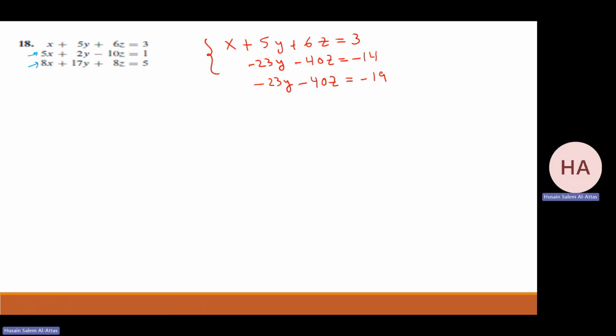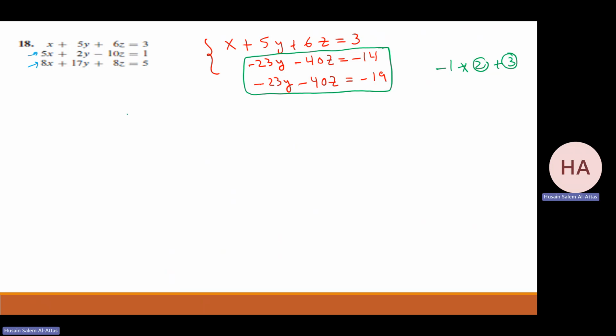Okay. Now I can deal with these two equations, like what we did before, to get rid of y or z. So if you look at it, you can do one trick. I can multiply the second equation by minus 1 and add it to the third. Let us see what will happen.